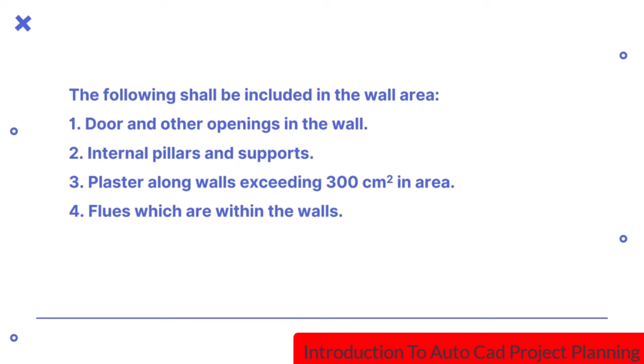The following shall be included in the wall area: doors and other openings in the wall, internal pillars and supports, plaster along walls exceeding 300 cm square in area, flues which are within the walls. A flue is a duct, pipe, or opening conveying exhaust gases.